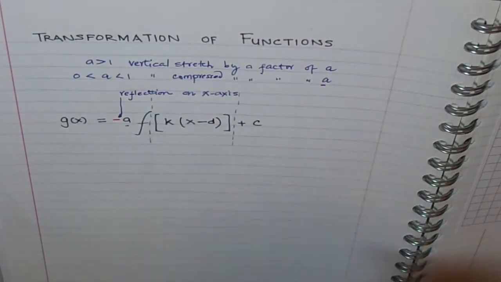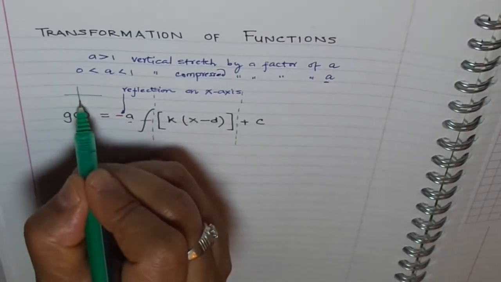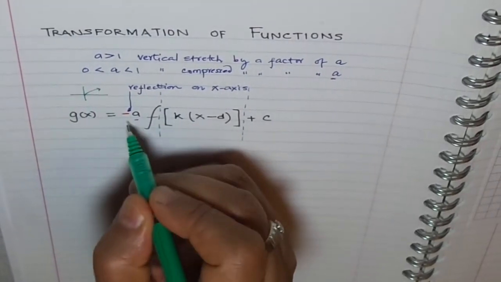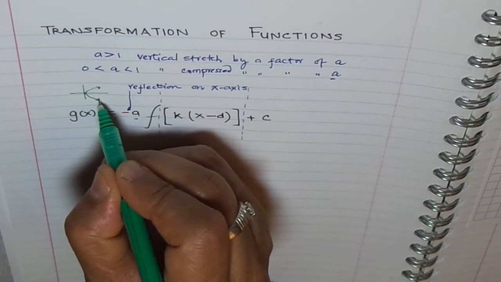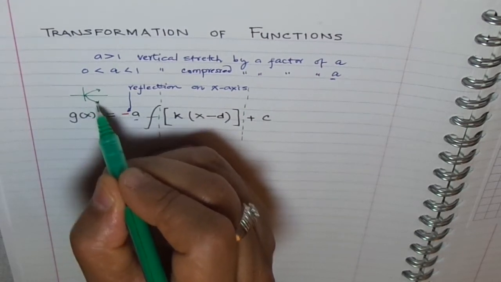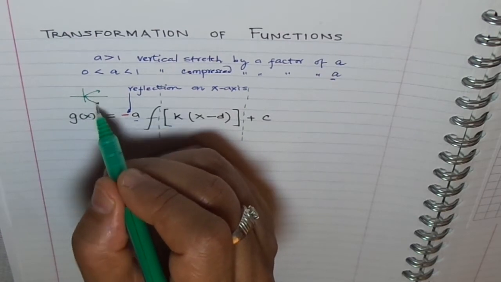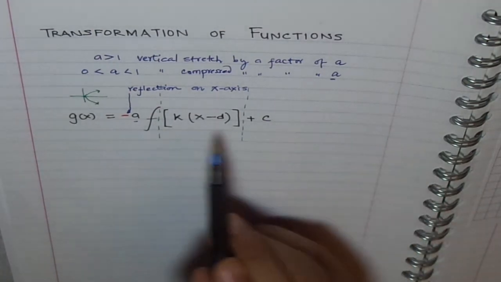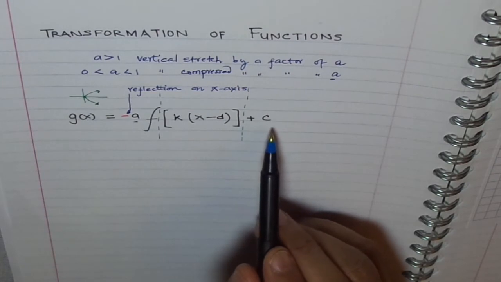What I'm trying to say is that if this is negative, and let us say we have a graph like this, then it gets reflected vertically like this, upside down. So the y values become negative, all positive becomes negative, and it gets reflected. As I was saying, the outside parameters reflect vertical operations in transformations.